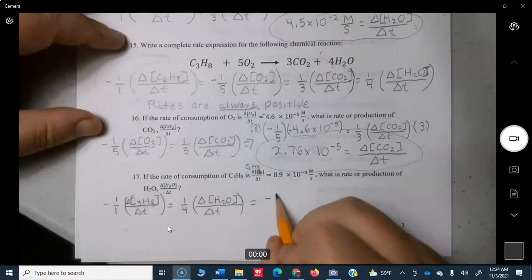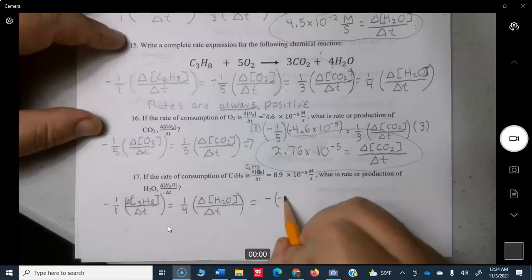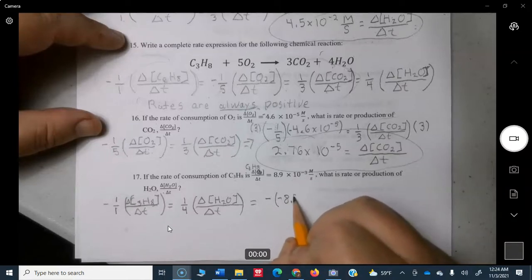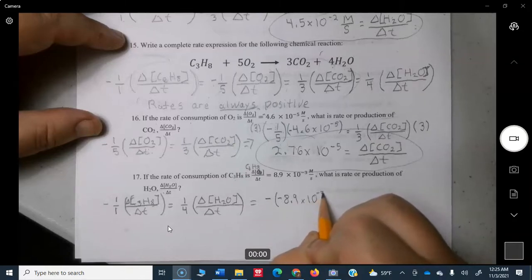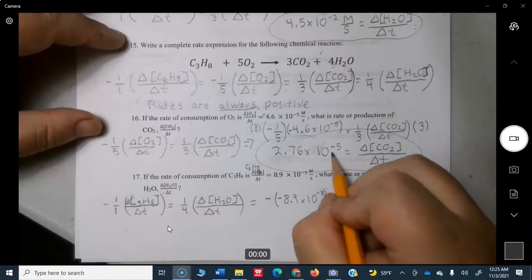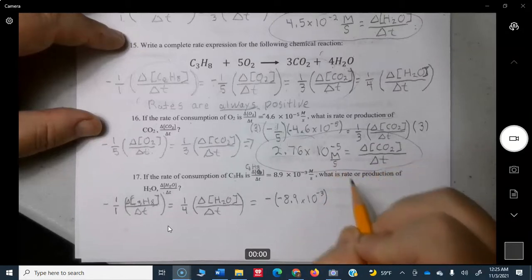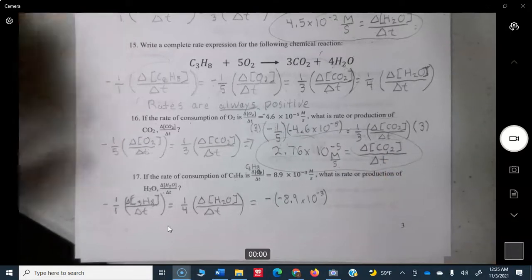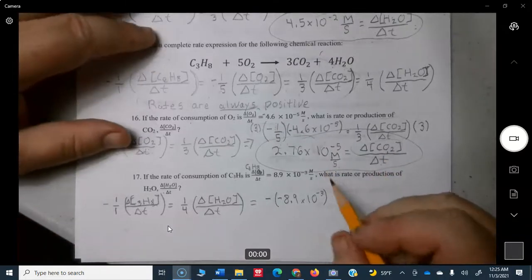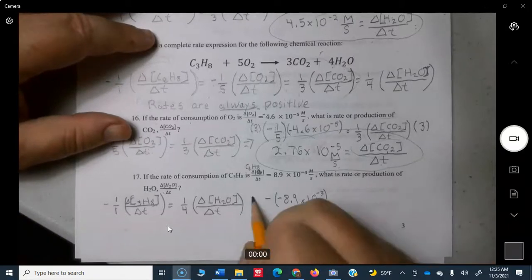Remember that's a negative number because it's being consumed. There's an implied negative sign there when it says it's being consumed. Once again, I will not write the units of measure because they just muddy everything, and I should have written them up here, by the way. Molarity per second. Molarity is the concentration, time is in seconds. M over S. All right, and that's going to equal.